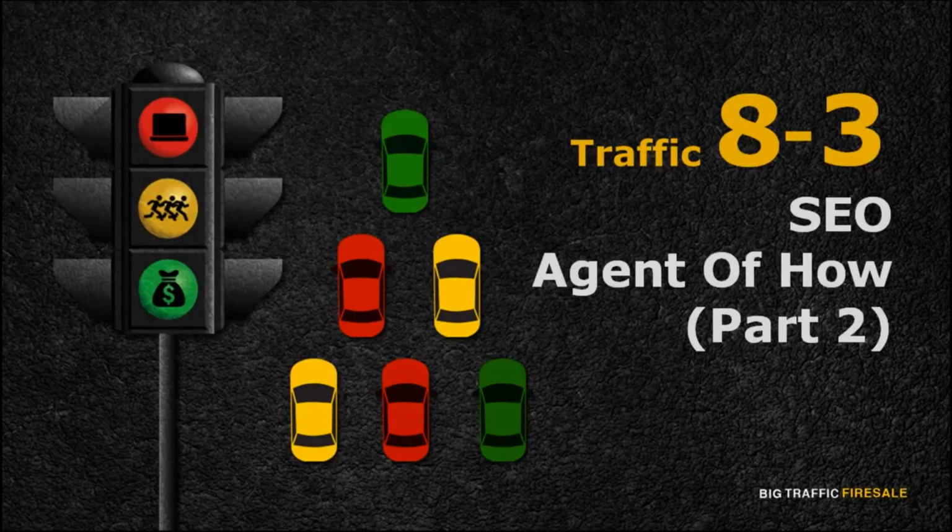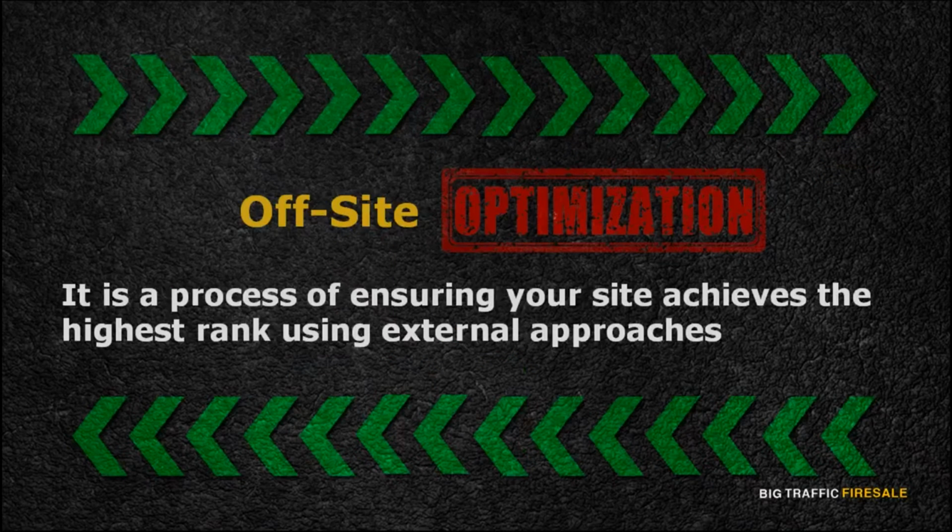The next agent of SEO is off-site optimization. Off-site optimization is a process of ensuring your site achieves the highest rank using external approaches. Simply put, it's not optimized within your site. You'll need other sites, multiple platforms, to steer Google into your main site.